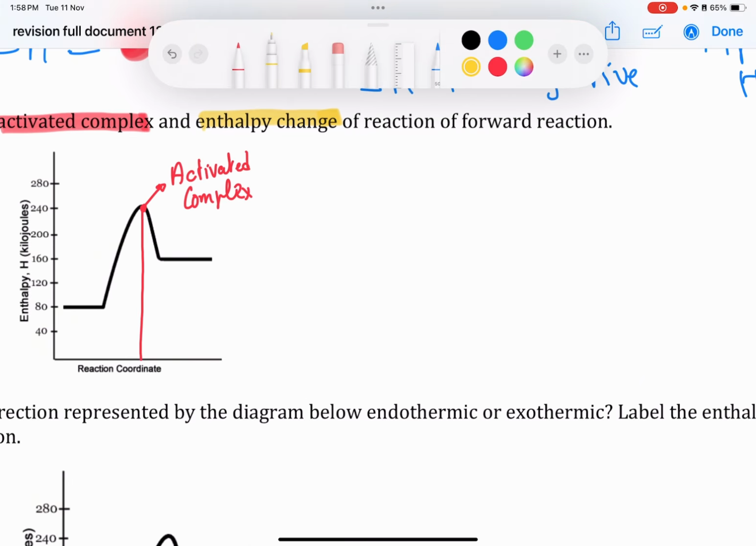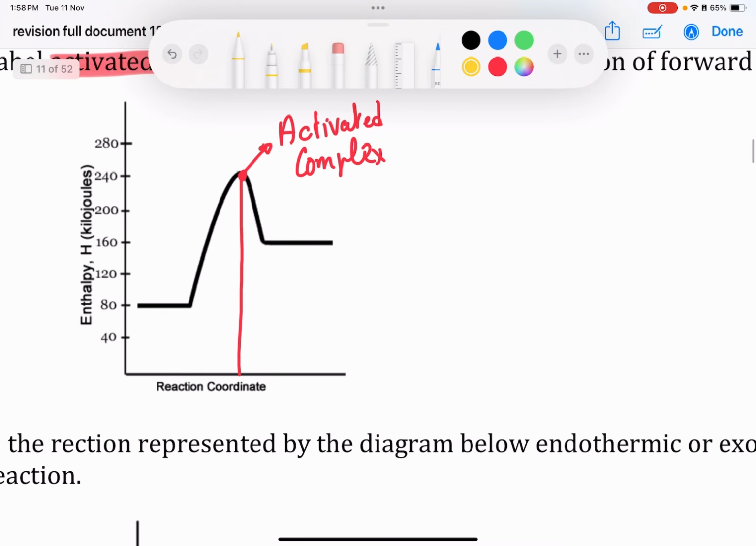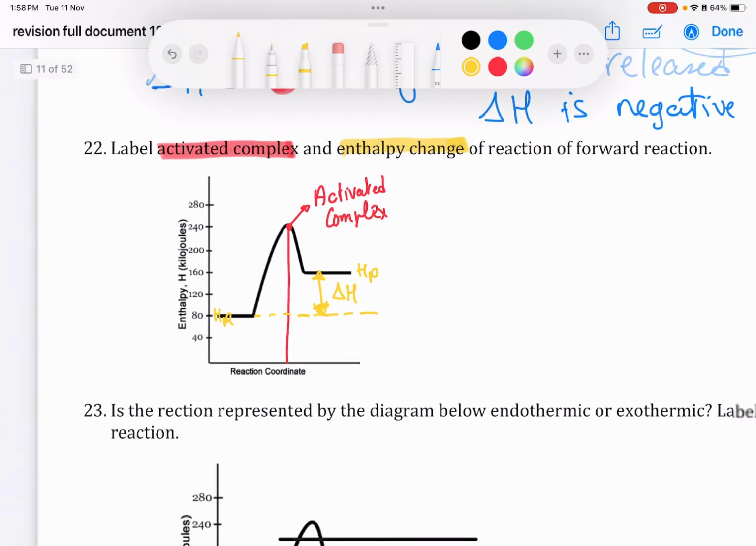Now for the enthalpy change of the reaction, it's the difference between the enthalpy of product minus the enthalpy of reactant. So it's only this portion. That's the difference. That is delta H.